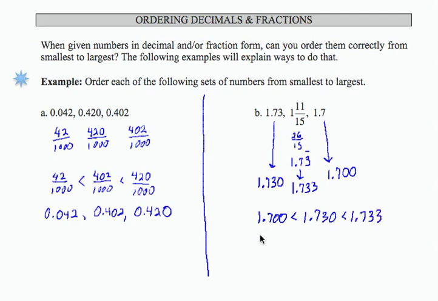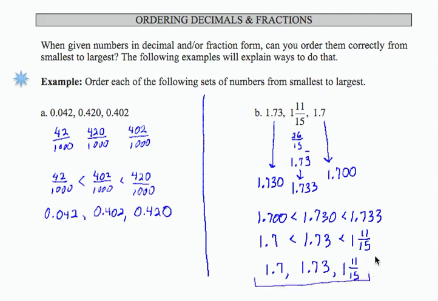So I'm going to rewrite these as their initial value. So that was 1.7, and this was 1.73, and this was 1 11/15. So I'm going to take one final step and just write those with commas instead of with the inequalities. So we have it back in the form that we started with, but we have the numbers in increasing order.